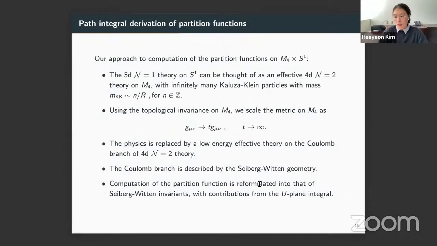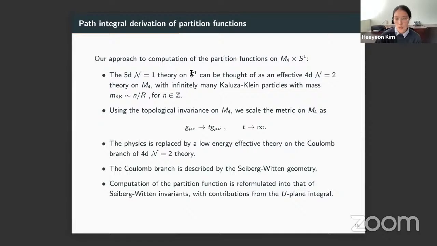So now, I'm going to discuss how we actually compute those observables. And here's the summary of our approach to the computation of this partition function on M4 times S1. So first of all, what we are going to do is to reduce the 5D N=1 theory on S1, which can be thought of as an effective 4D N=2 theory on M4, with infinitely many Kaluza-Klein particles with the mass scale of roughly 1/r.